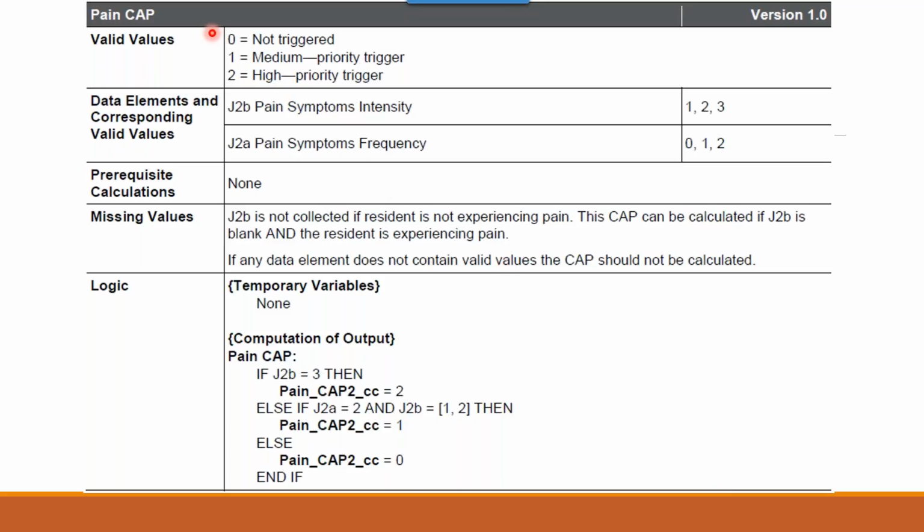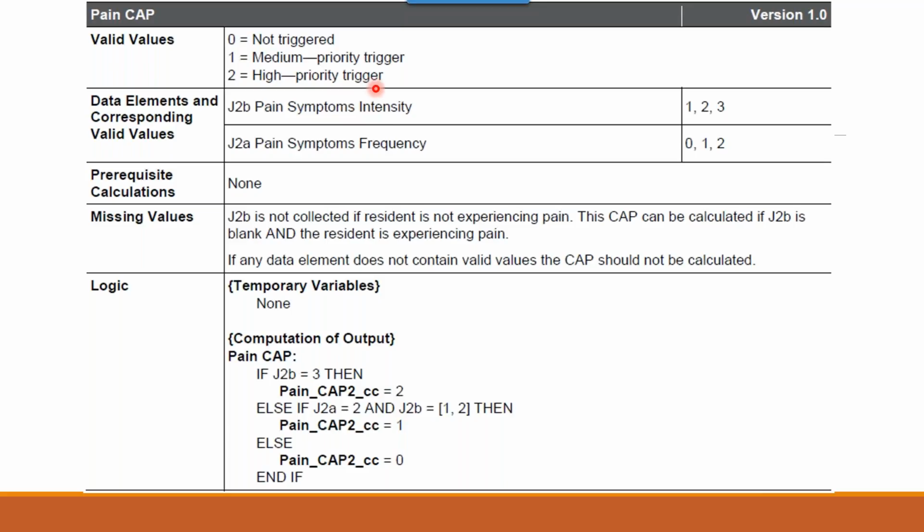So you can see now we're taking 3 levels of outcome instead of just 2 that a RAP normally has. It's either there or not there with RAPs. Here we're looking at it's not triggered. If it's a 1, it's medium priority trigger. And if it's 2, it's a high priority trigger.